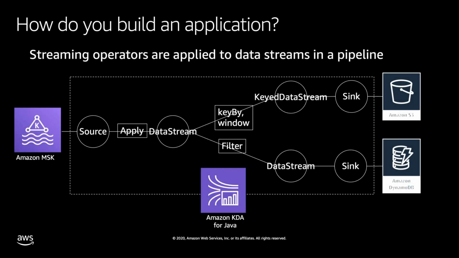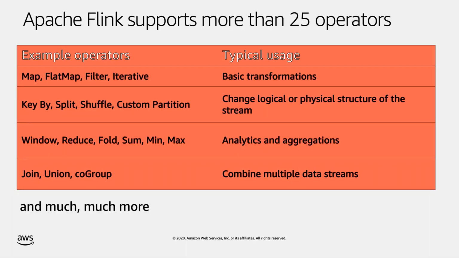This diagram illustrates a job graph for a Flink job and shows a Flink job reading from a source, in this case, Amazon MSK, applying transformations, and then sinking to multiple destinations. Apache Flink supports many operators common for stream processing frameworks, and you can see some of which are mentioned on this slide. This is by no means a comprehensive list of everything. If you want to look at it, you can go ahead and go to Flink's website.